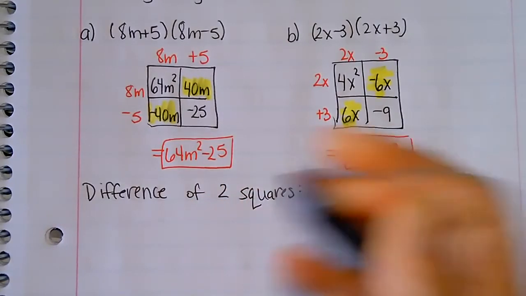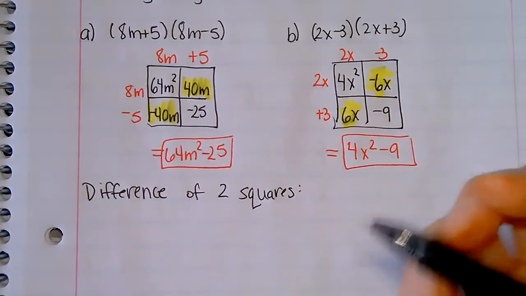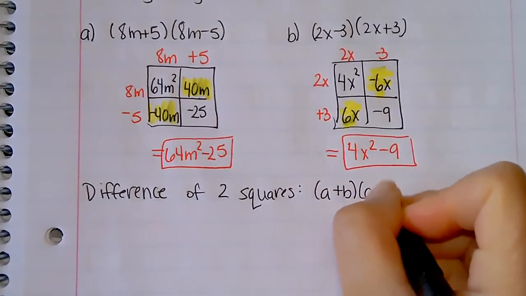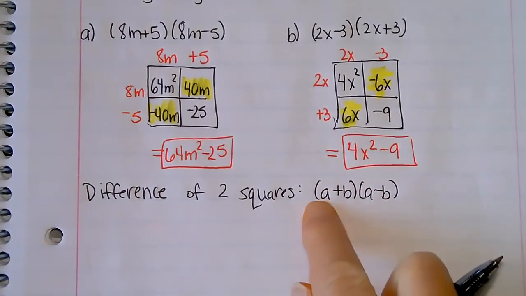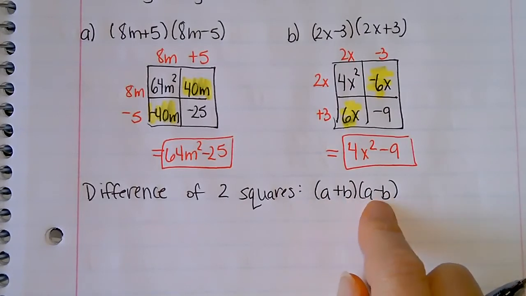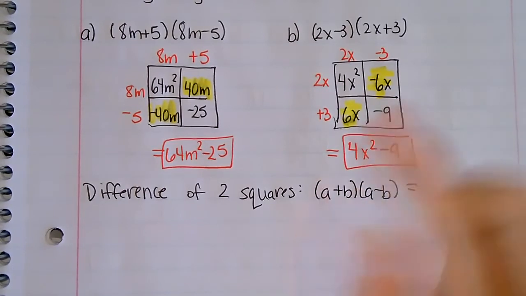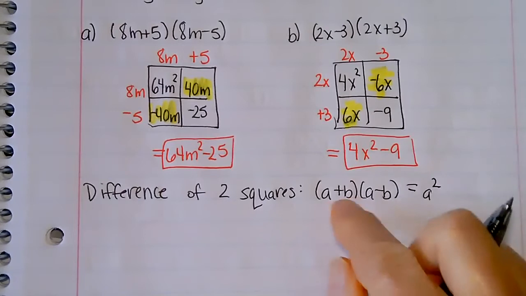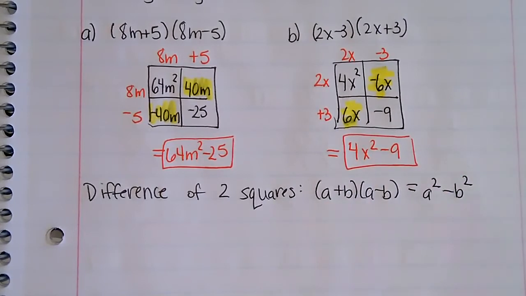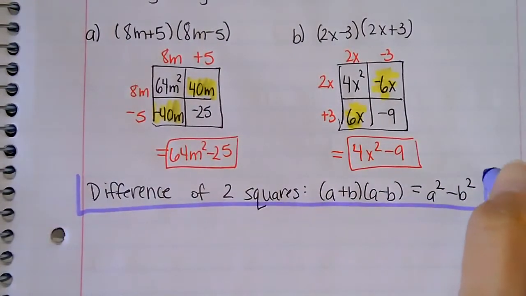Okay, so it may not necessarily be just like x plus, x minus. I'm just going to put a plus b, a minus b. So I've got some term plus another term, and that same term minus that same other term. And what's going to happen is, again, I'm going to square the first term, a squared. I'm going to square the second term, b squared, and I have a minus every single time. And that's our formula for difference of two squares.